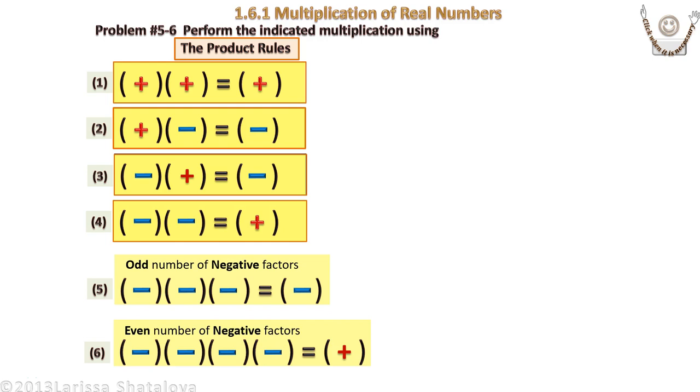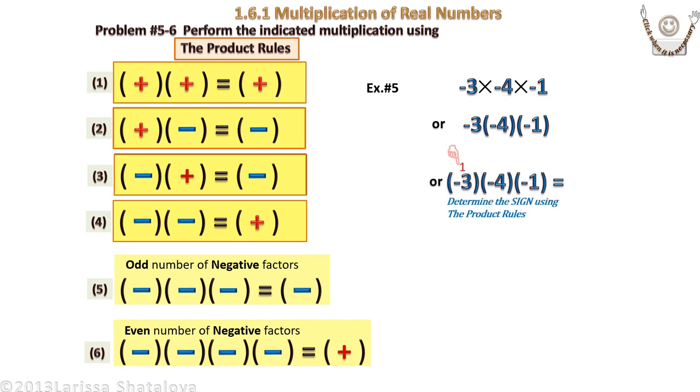So let's look into problem number 5. What we have is negative 3 times negative 4 times negative 1, or you can use parentheses around negative 4 and negative 1, or around all of them. Now determine the sign using the product rule. 1, 2, 3. We have an odd number of negative factors. So the sign is negative, the result is negative, and then we will multiply 3 times 4 times 1, it will be 12.